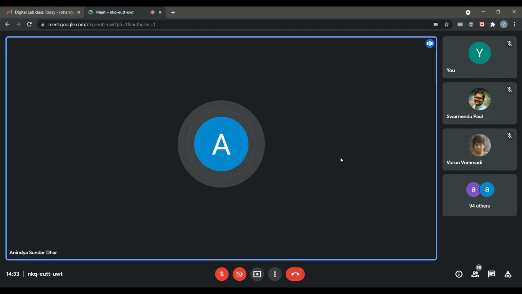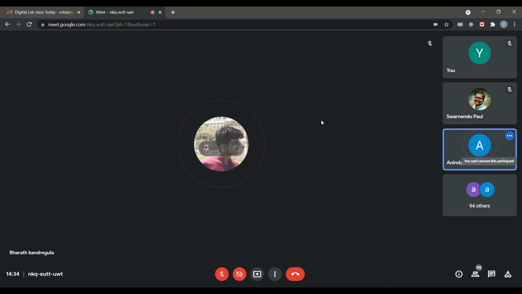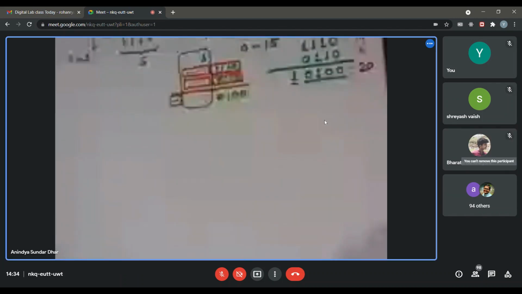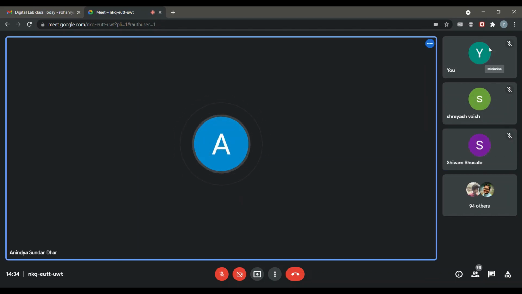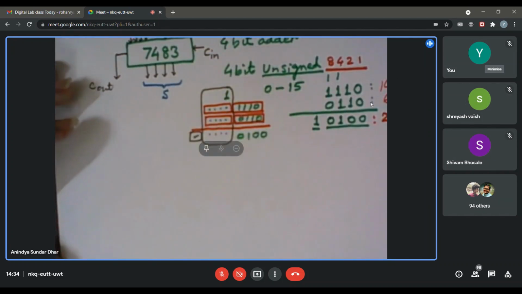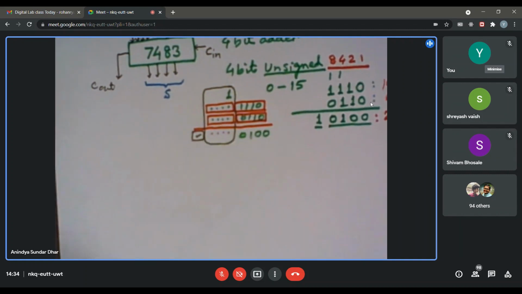Okay, so now just see whether you can see my paper where I am supposed to write. No, sir. Is it visible now? Yes. Okay, so just let me adjust that a little bit. Okay, so here whatever I was telling, I think some of you might not have seen my screen sharing.